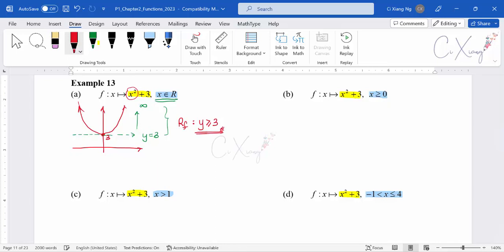Because as we know, the range means the value of y, the value of the function, under the given domain. You can see clearly from this graph that the smallest value is 3, and then the graph keeps on going up. Therefore, when we write out the range, it will be y greater than or equal to 3. Or you can write f(x) greater than or equal to 3 also.